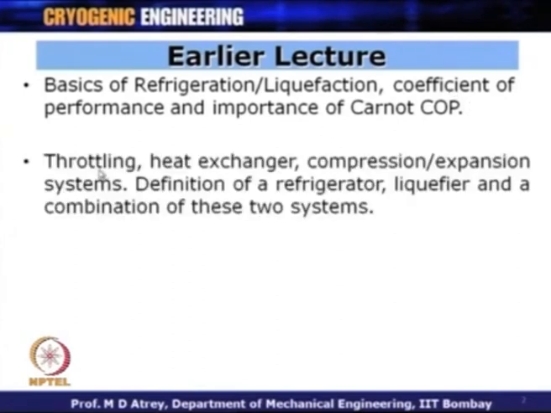We talked about various mechanisms to get lower and lower temperatures. These temperatures can be obtained by throttling mechanism, heat exchangers or compression expansion systems. We talked about all these three possibilities, and we also talked that a complete system may come out as a combination of all these. We talked about the definition of a refrigerator, a liquefier and a combination of these two systems.